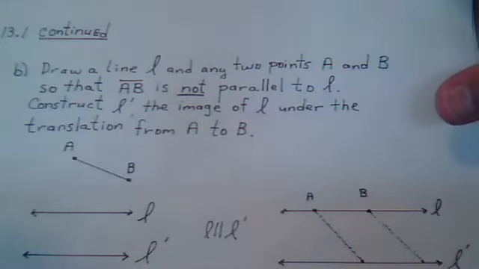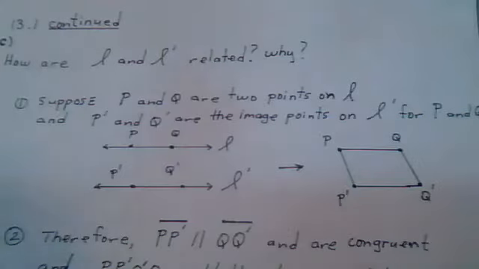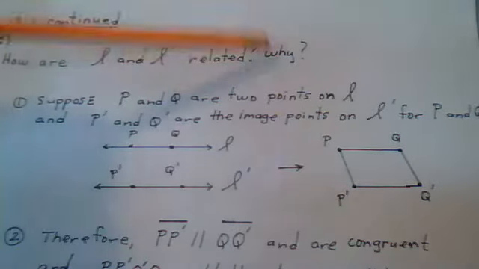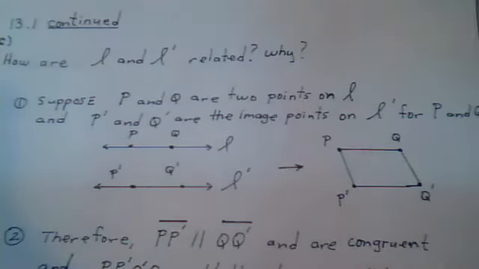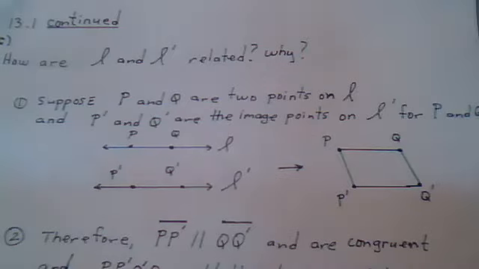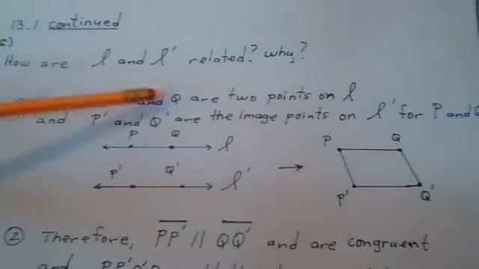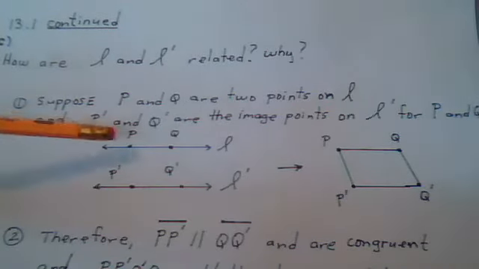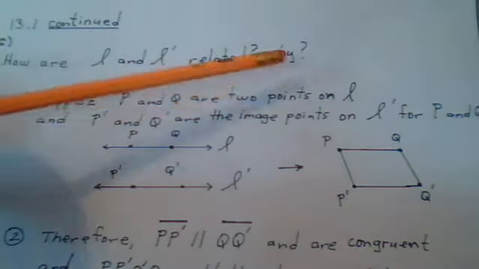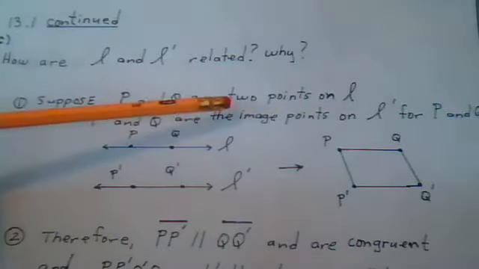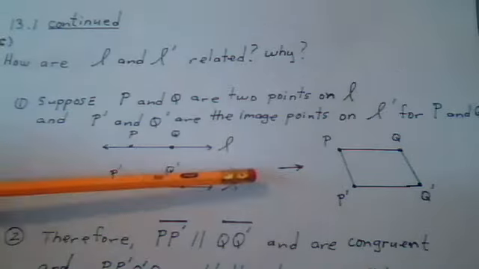So now let's go ahead and put the symbols in there. So how are L and L prime related and why? Well, we know they're going to be parallel. And we're going to explain why, because of the parallelogram that's formed. So suppose P and Q. Notice we chose other letters. Instead of A and B, we chose P and Q. You can choose whatever letters you like. P and Q are 2 points on L. And P prime and Q prime are the image points on L prime.